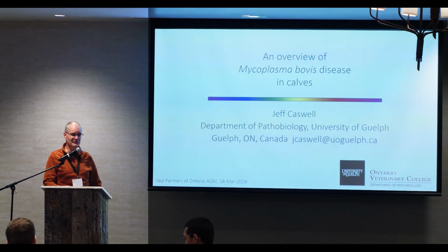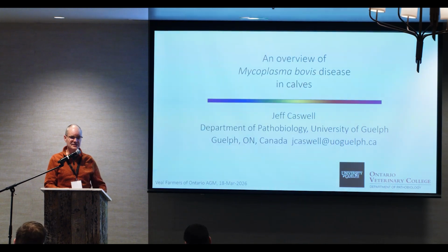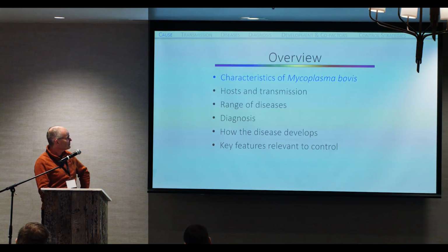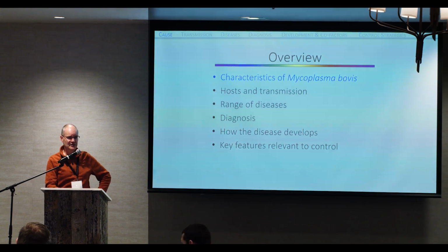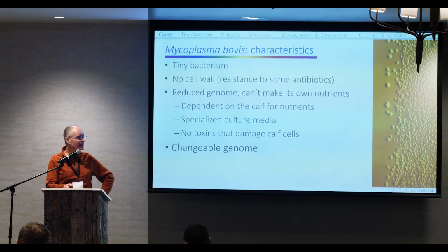So I think my focus certainly is on the pathology of it and the types of diseases that occur and how the disease develops, but not so much on the details of the management of the disease. Okay, here's what we're going to cover. A very brief look at the characteristics of the bacterium that causes this. Host and transmission, I think, is quite important. Range of diseases is really what I work on, so I'll talk a little bit about that. How the disease is diagnosed, what I would call pathogenesis, or how the disease develops, and then a very little bit at the end on general aspects of how the disease is controlled in groups of animals.